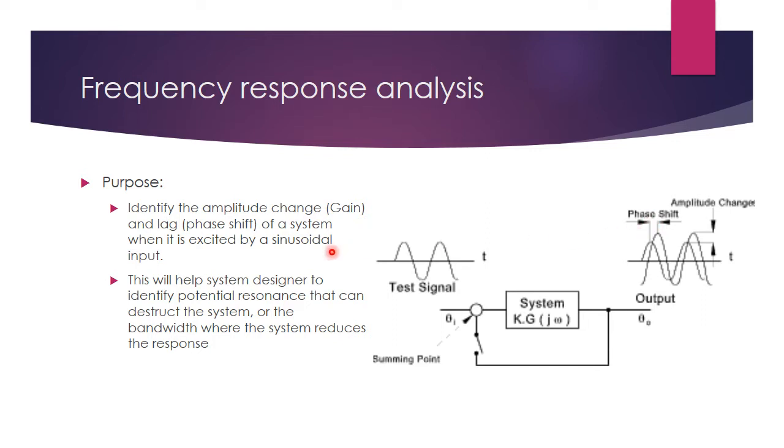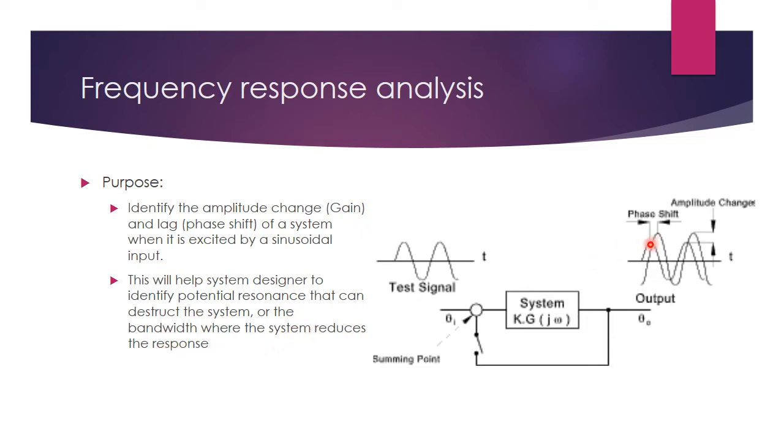So why is it important to identify amplitude change and phase shift when the system is subjected to sinusoidal input? This basically will help a designer of a control system, which you will probably become, to identify potential resonance, right? Probably the amplitude change will become so large that it will break the system. So it is to identify potential resonance that can disrupt the system, or the bandwidth where the system reduces the response.